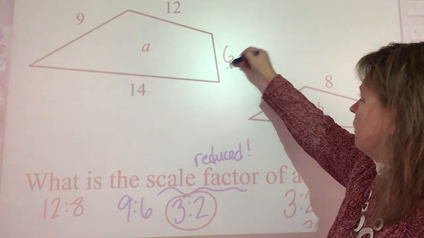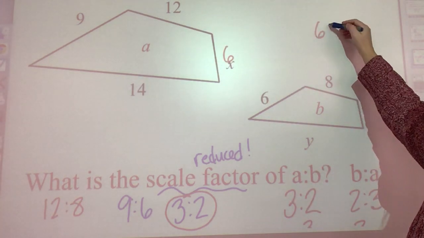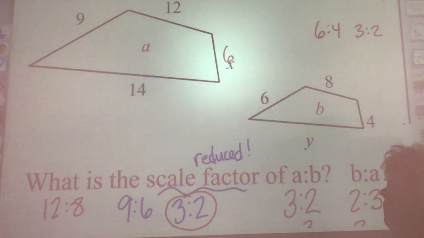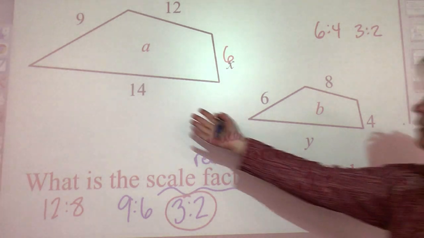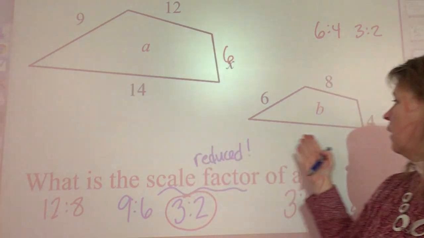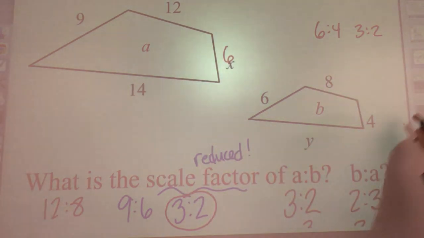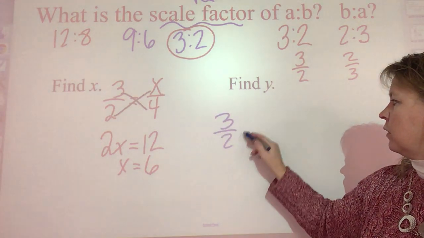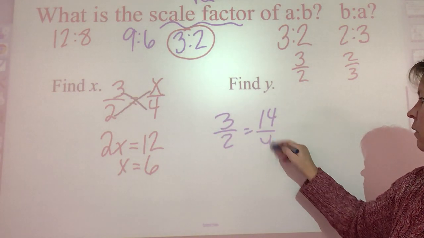Go ahead and put a 6 up there. You can check your answer. Does 6 over 4 reduce to 3 to 2? Yes, it does. Then it says find y, so we're going to use our 14 and our y because those are in corresponding positions. Same ratio, 3 over 2 equals 14 over y.